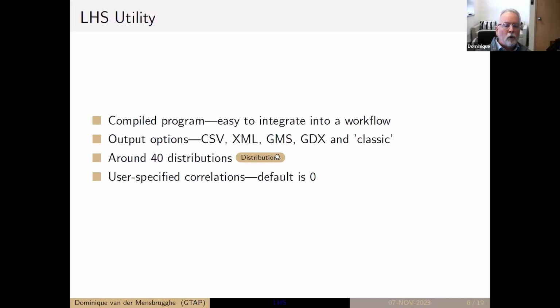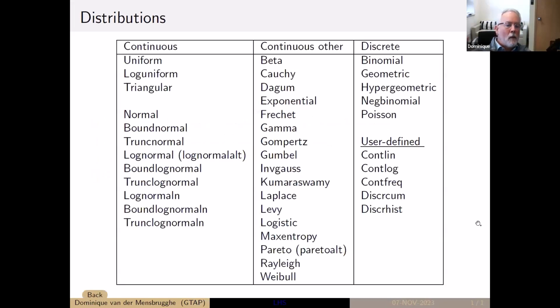There are around 40 distributions right now. Most of them are continuous. We have all the standard ones, normal and all of its variants. We have Frechet, Gumbel, some of the extreme value ones, and then there are a bunch of other ones. There are also discrete distributions.